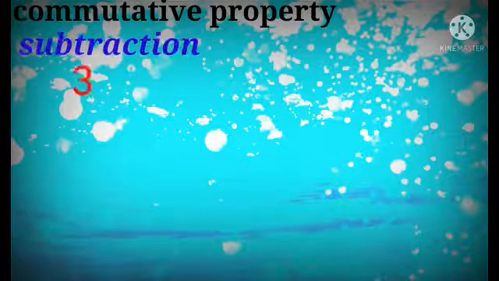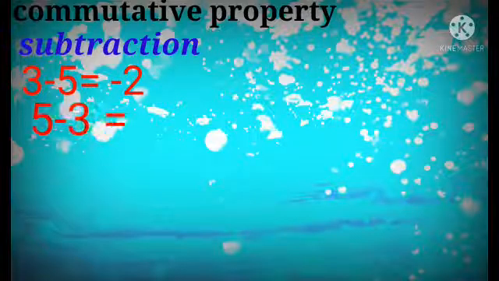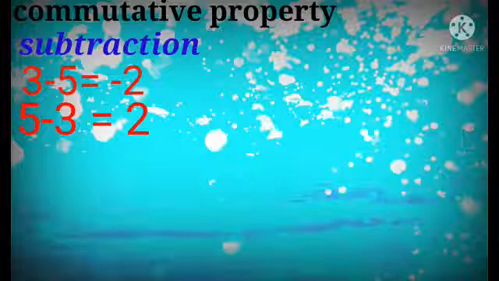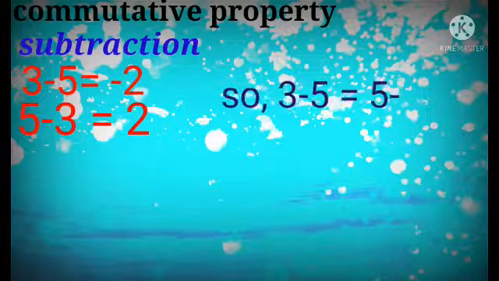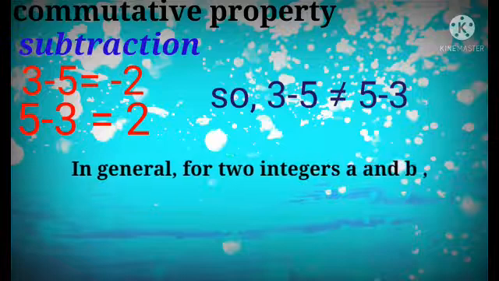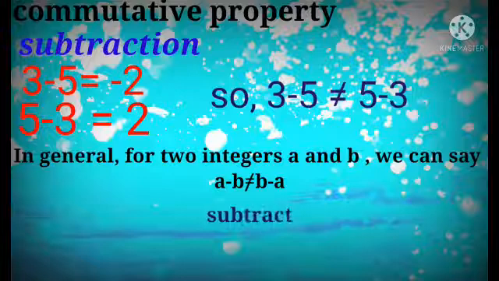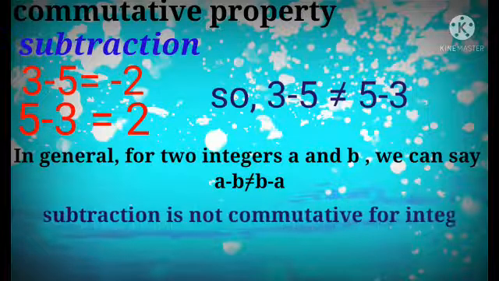Commutative property under subtraction. Example, 3 minus 5 equals minus 2, 5 minus 3 is equal to 2. See here, the numbers are the same, but you subtracted these two numbers in reverse order, and you will not get the same result. So, two integers subtracted in different orders do not give the same result. So, you can say that 3 minus 5 does not equal 5 minus 3. In general, for two integers a and b, a minus b does not equal b minus a. So, finally conclude that subtraction is not commutative for integers.